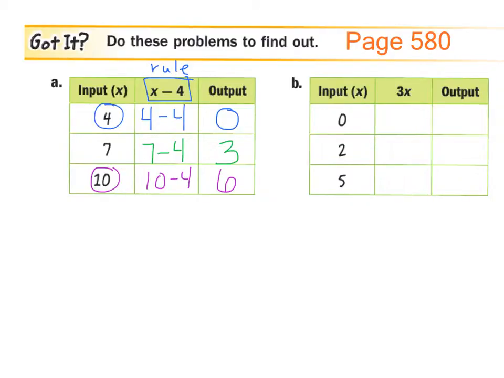Why don't you go ahead and try B, pause the recording, and check your answers and see if they match mine. Do your answers match mine? Make sure you have your thinking here in the middle. 3 times 0 is, oop, I goofed. It is definitely not 3, it is 0. And 2 times 3 is 6, and 3 times 5 is 15.